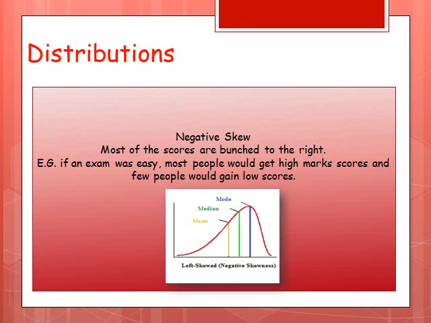Negative skewed is where most of the scores are bunched towards the right and the tail is to the left. So remember, it's sometimes referred to as left skewed and right skewed, that is to do with which direction the tail is going. So for example, if an exam was easy, most of the pupils would score highly, so that's why most of them are bunched towards the right. And few people would score lowly, so therefore that's why the tail is to the left.